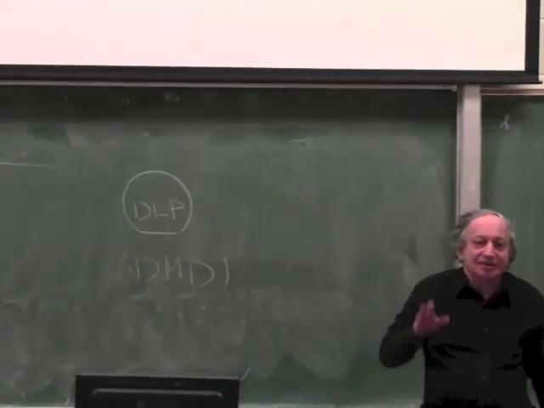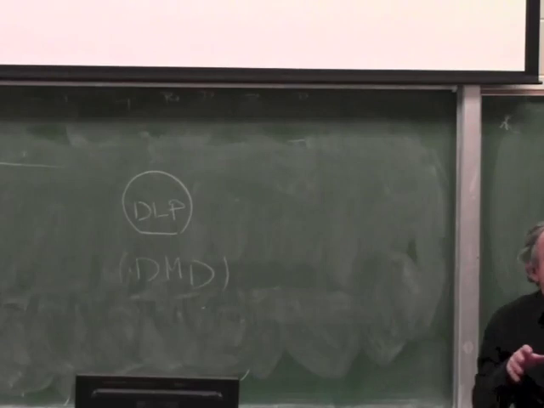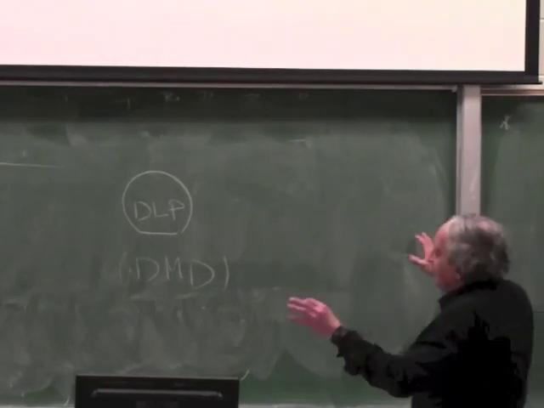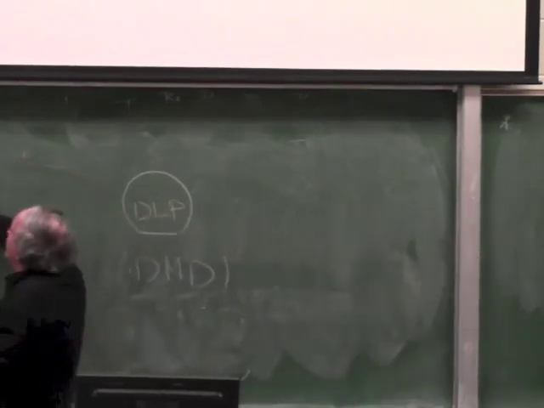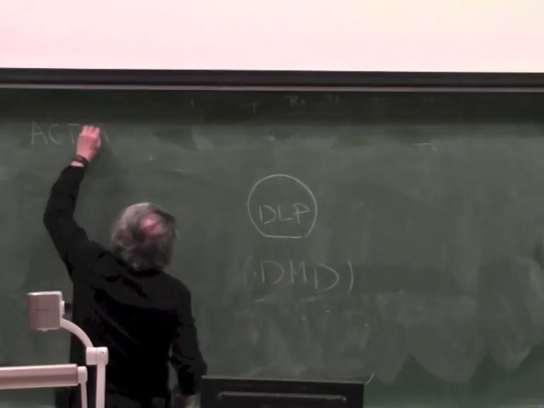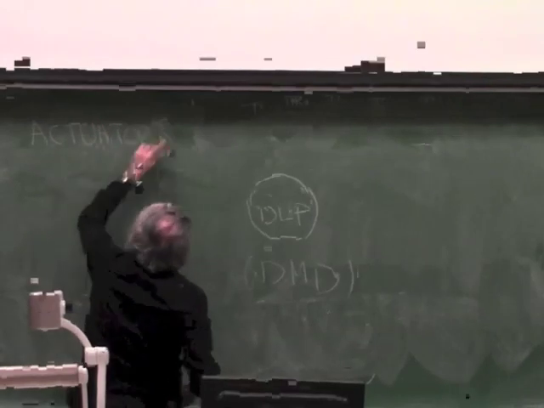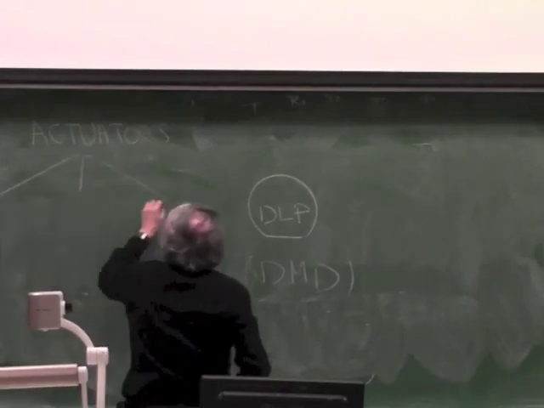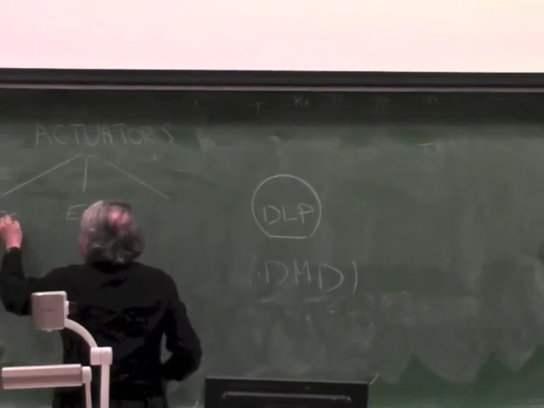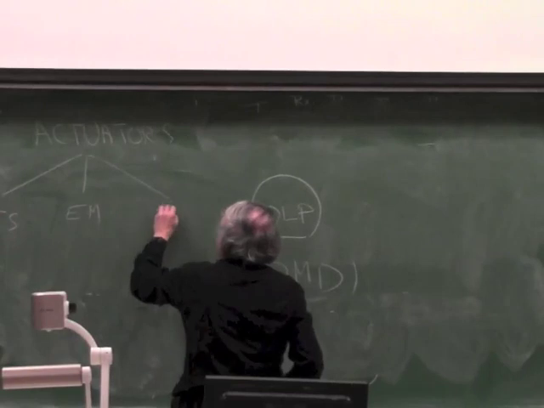This project started many, many years ago. When we talk about electrostatic actuators, I'll talk more about it, but I just wanted to give you the big picture. The big picture is actuators, and then there are 3 families: electromagnetic, electrostatic, and fluidic.